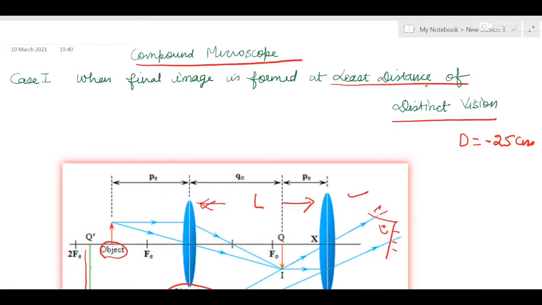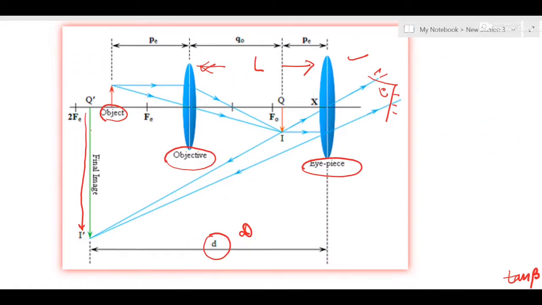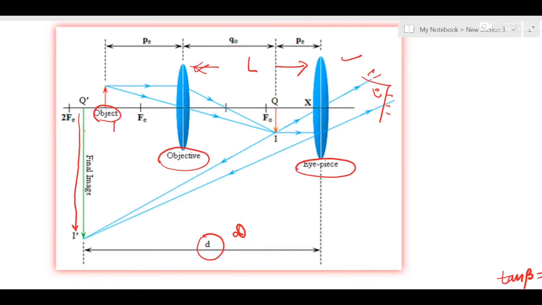Okay children, the topic is compound microscope, and this is the first case when the final image is formed at least distance of distinction, whose value is 25 centimeter, and in numericals we take it as minus 25 centimeter. This is the ray diagram in which you can see this is the object, a very small object, and this green one is the final image formed of the object using the compound microscope.